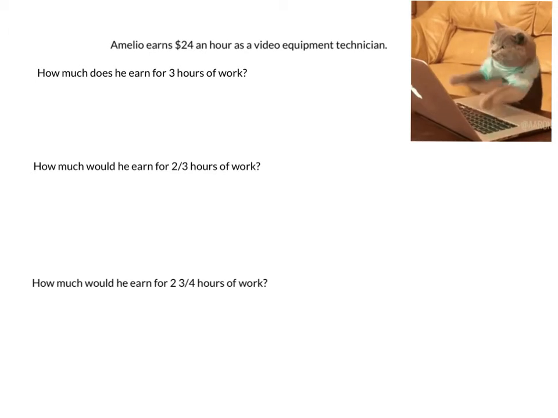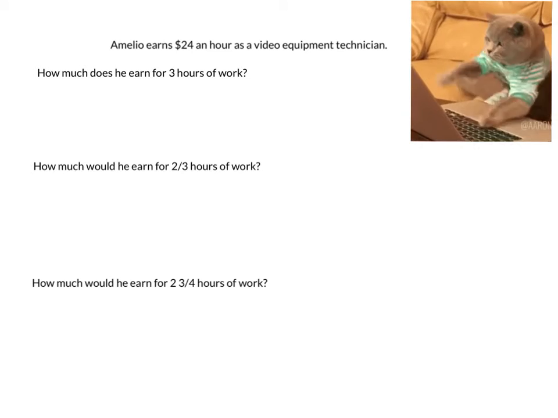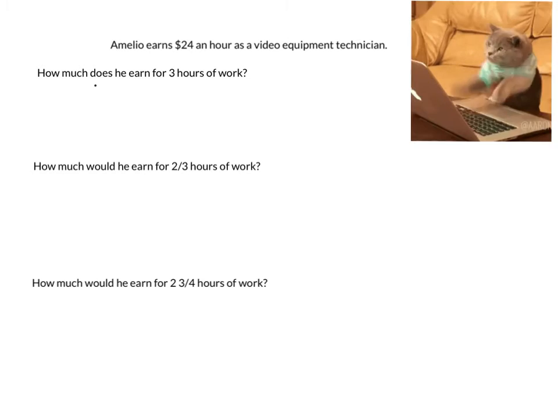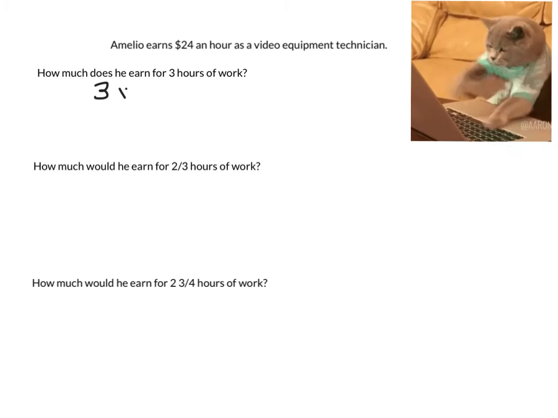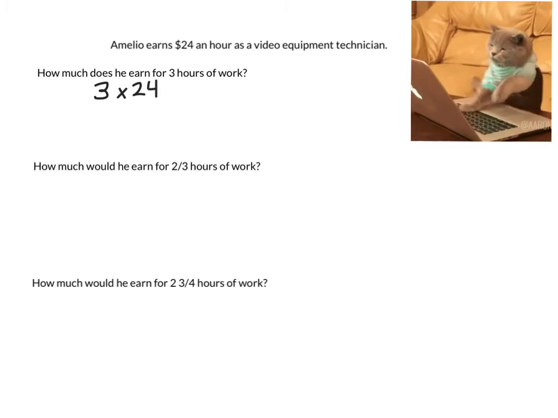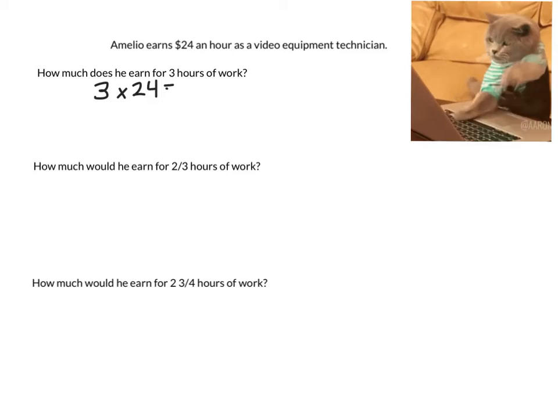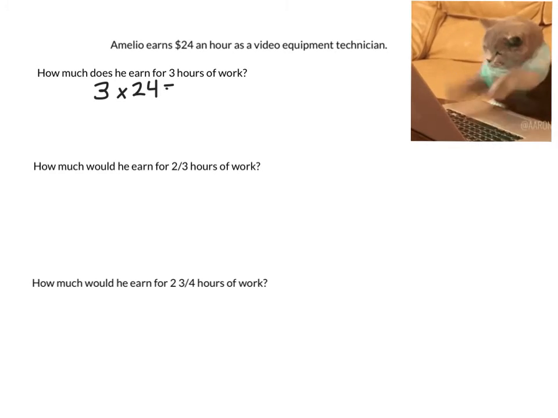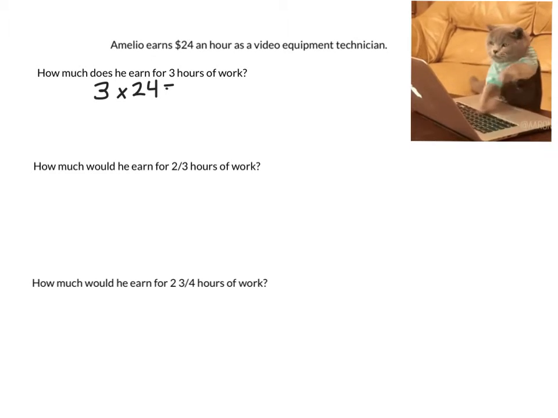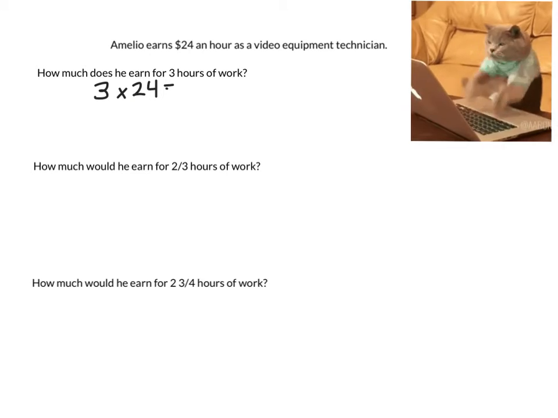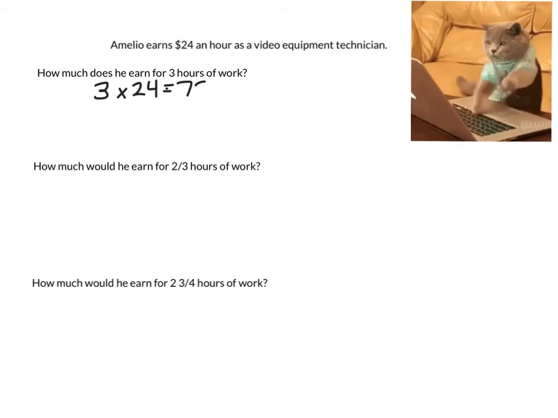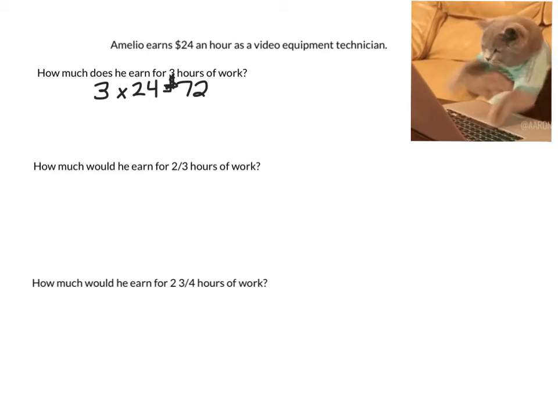For example, if he's working 3 hours, it's going to be basically like those three groups of 24, or 3 times 24 is really the problem that we're looking at. So using our skills that we've learned prior to this, we could take 3 times 24 and we would know that Emilio is making $72 in those 3 hours.